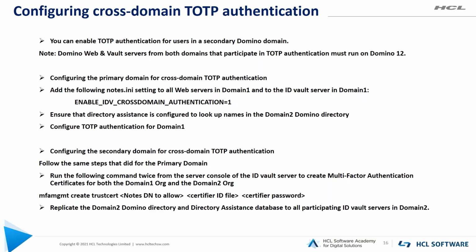In the secondary domain, follow the same procedure used for enabling TOTP, with an additional step to create the MFA certificate for both domain 1 and domain 2 organizations. It means we need to run the MFA MGMT command twice to create MFA authentication certificates. Once it's done, replicate the address book across the participating servers. Moving to next slide.